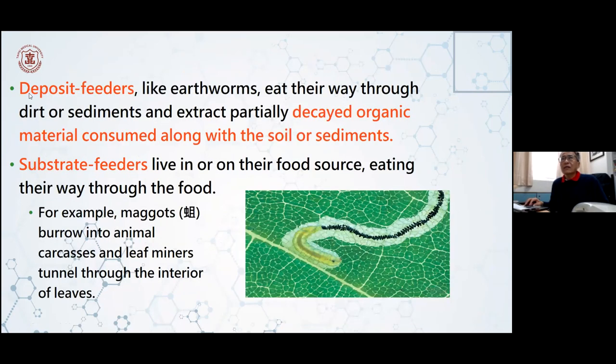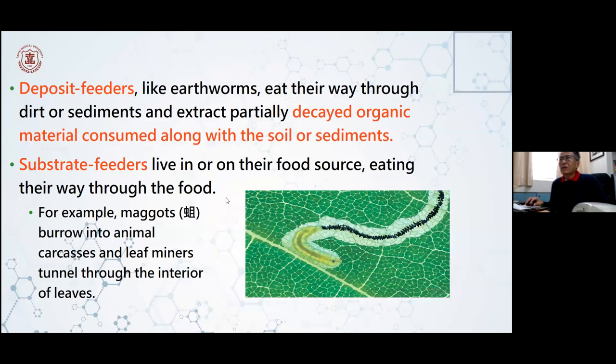And the second one is the deposit feeder. Some animals live in the dirt or in the sediments, and they consume decayed organic material along with the soil and sediment, like the earthworm. The earthworm lives in the soil, takes in the dirt and sediment, and digests the organic material for itself. So the earthworm is a deposit feeder.